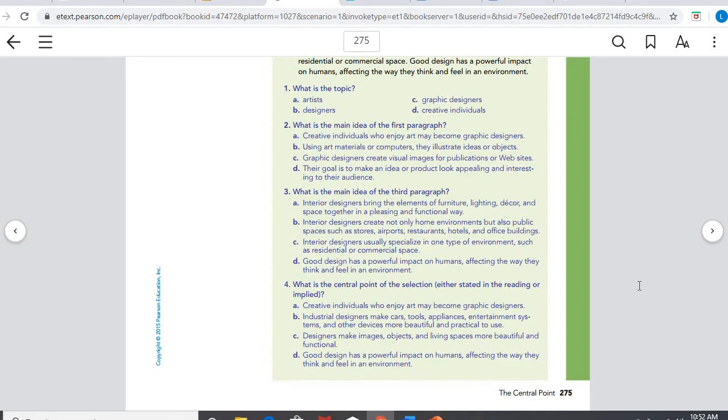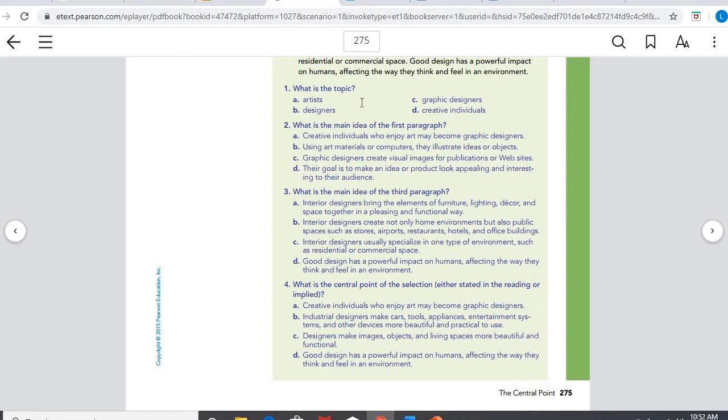And finally, number 4, this is when we put it all together. What is the central point or the thesis of the entire selection? We cannot, for this one, choose a specific type of designer. So we have to throw B out because B only focuses on industrial designers. A only focuses on graphic designers, so we have to throw that one out. So we're already down to C and D.